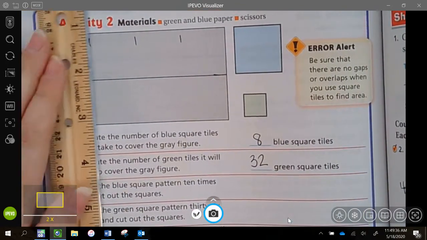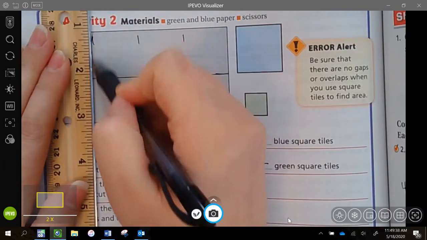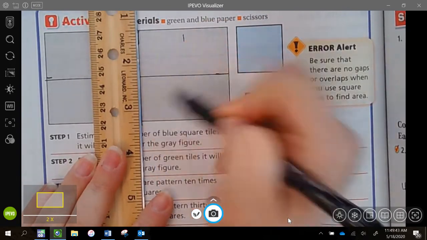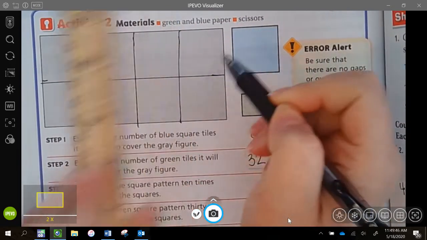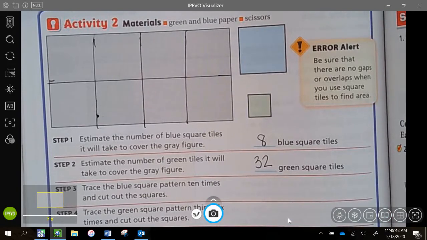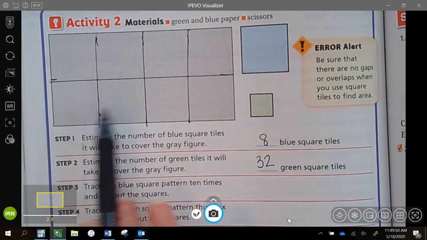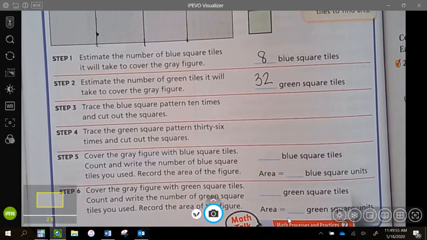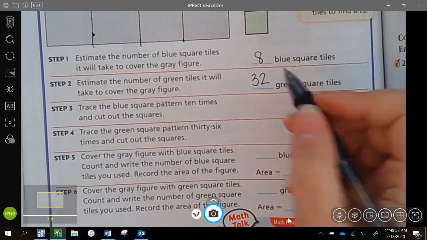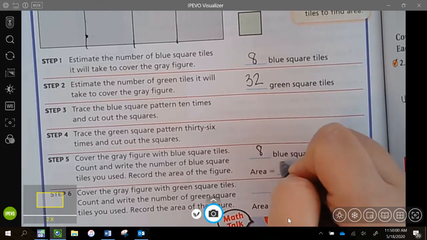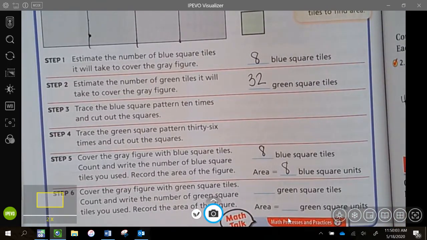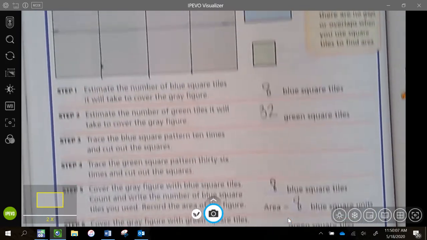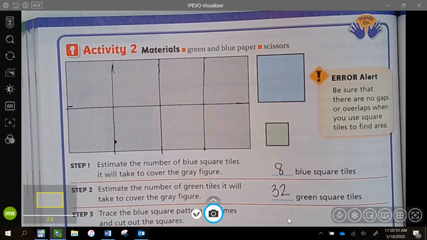So if I draw my lines for these, it looks like my estimate is actually going to be pretty correct. 1, 2, 3, 4, 5, 6, 7, 8. So down here at the bottom it says our area for the blue square tiles is 8 blue square units, okay? And then what we're going to do, this is a really, really cool trick.